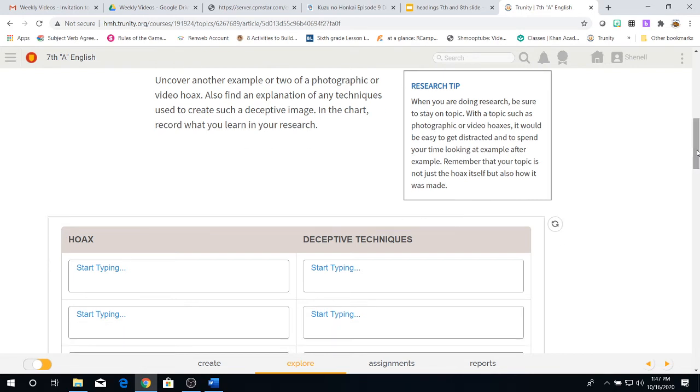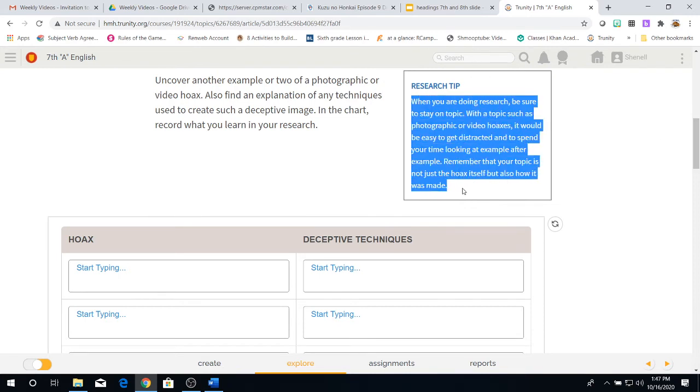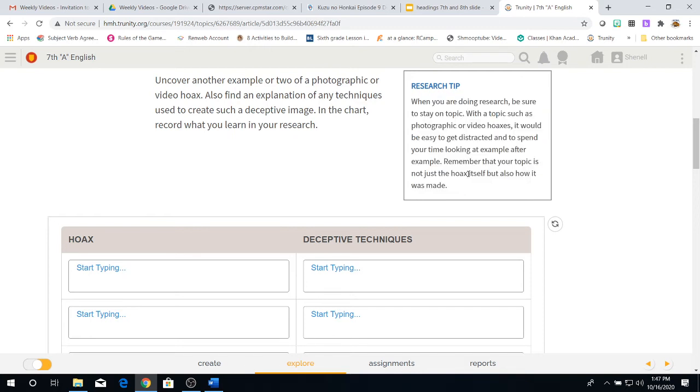Now remember to always look at the research tip because this helps you a lot so you don't have to go through so many websites to find a good answer. When you're doing research, be sure to stay on topic. With a topic such as photographic or video hoaxes, it would be easy to get distracted and to spend your time looking at example after example. Remember that your topic is not just the hoax itself, but also how it was made.